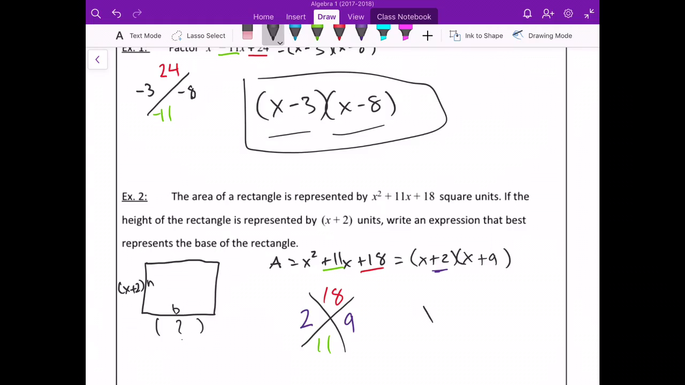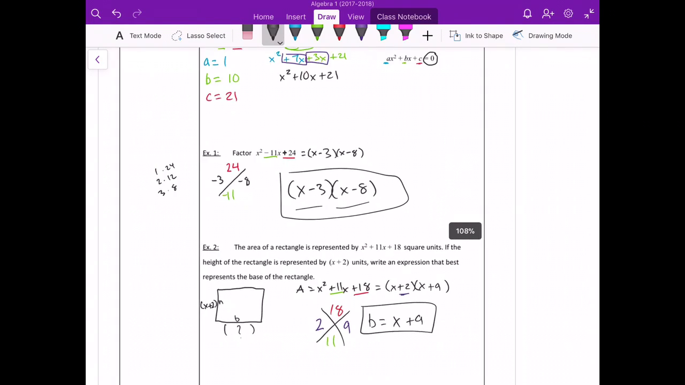So we know the base, okay, your base is going to be x plus 9 because the height is x plus 2. Okay, so this works the same way. We can use our diamond method. We can factor these, get 2 separate linear equations, because if I have one linear and another linear, they multiply equals to one product. Okay?